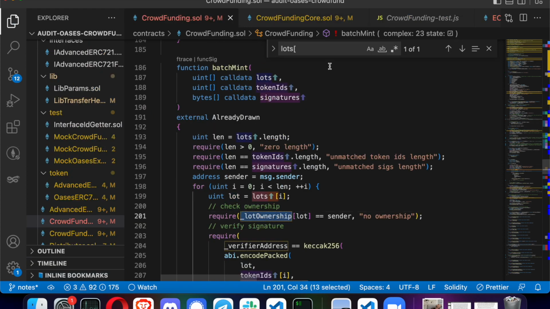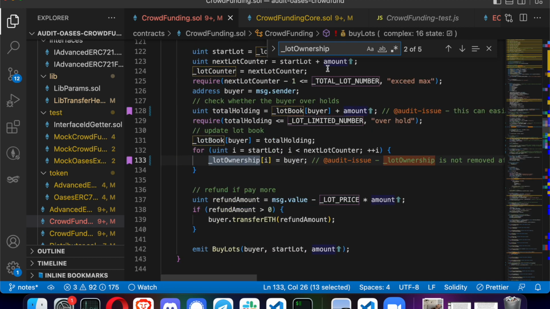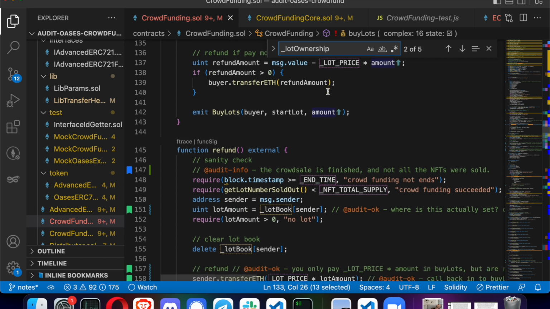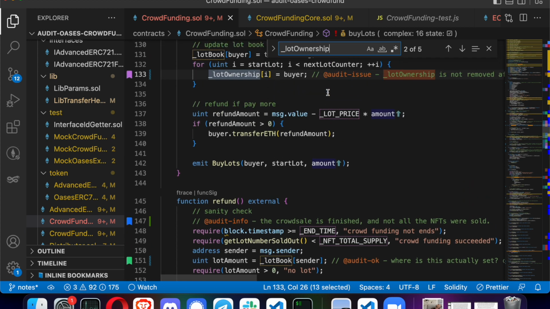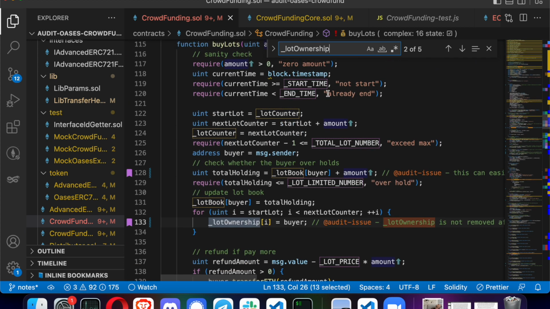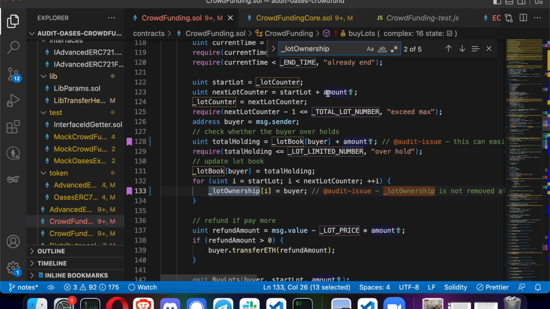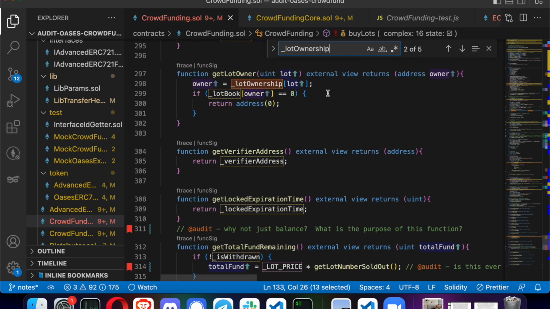And here is perhaps the most interesting bug that I found during the audit, and that is they have this concept of a lot ownership array, and whenever you're buying a lot, that lot ownership variable gets marked as your message.sender. The problem is you can do a refund, and when you do this refund, they delete the lot book, but they never delete the lot ownership. So you're still marked as being the owner of the lot, and so basically your ownership is never renounced, even though your Ethereum is sent back to you.